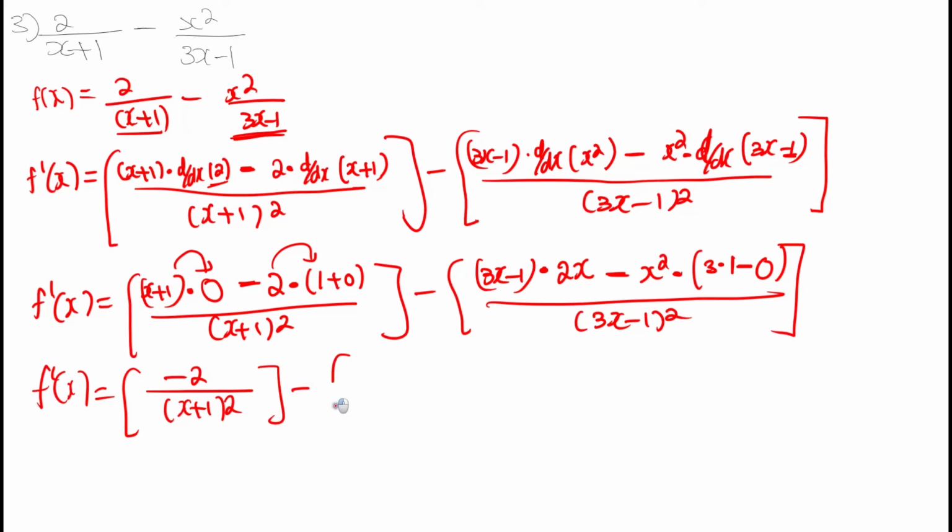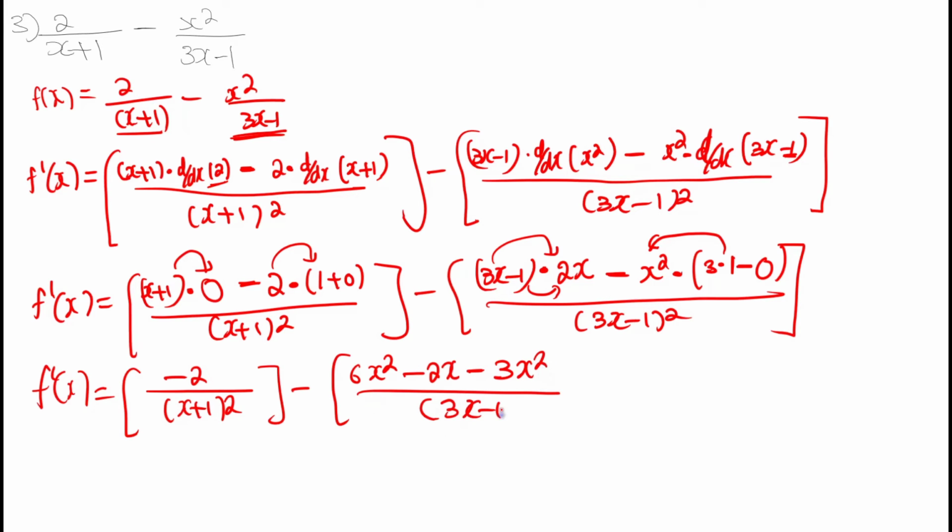Minus, here see, 3x minus 1 multiplied by 3 into 2, that is 6x square, minus 1 into 2x, minus 2x, minus 3 into 1 is 3, 3 into x square is minus 3x square, divided by 3x minus 1 whole square.